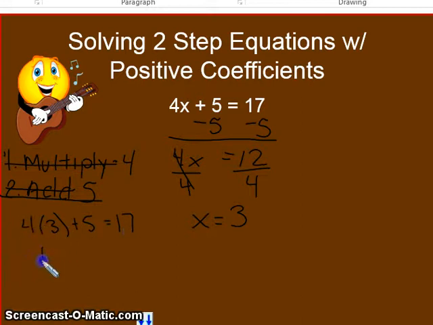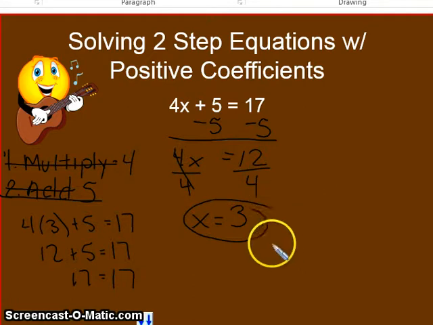4 times 3 is 12, and 12 plus 5 is 17. So now I have a true statement, 17 equals 17. So this is my solution for that equation. That's the number that I can plug into that variable to make the equation true.